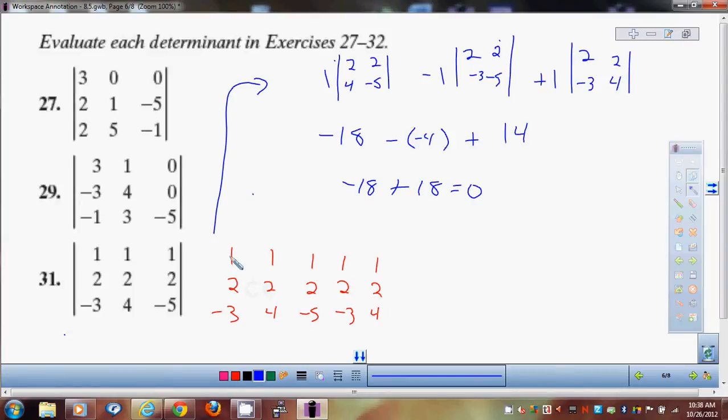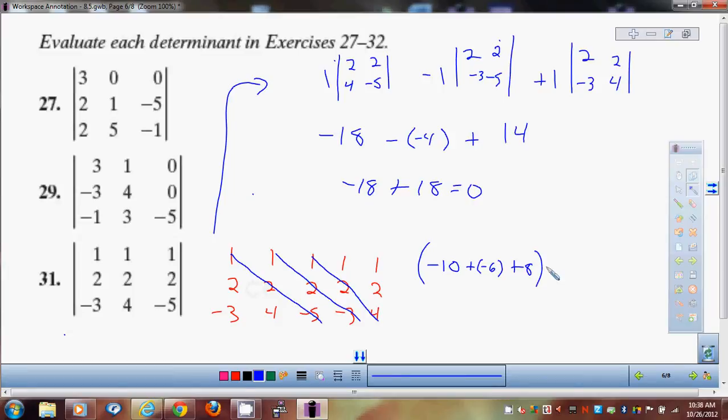Watch this. It's called diagonals. You multiply. 1 times 2 times negative 5 is negative 10. 1 times 2 times negative 3 is negative 6. 1 times 2 times 4 is 8. You're going to add those 3 numbers, but we're not done yet.